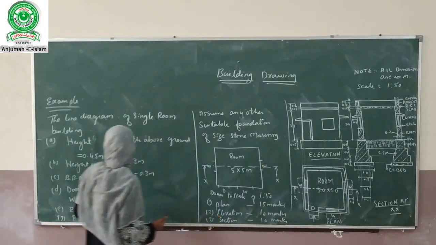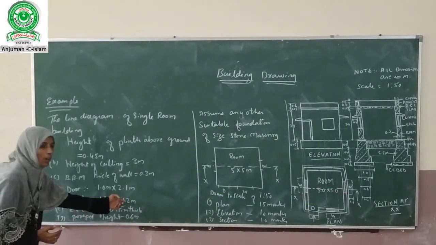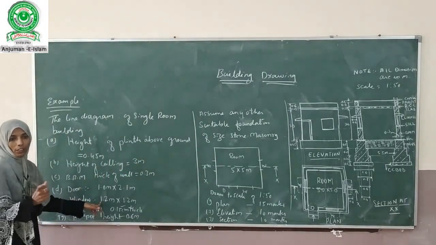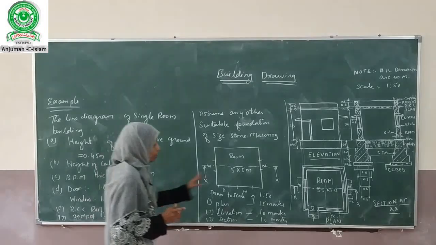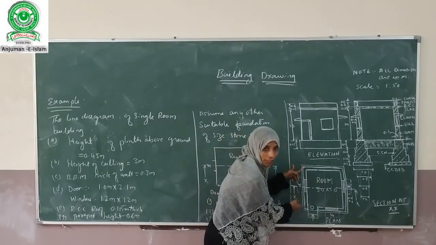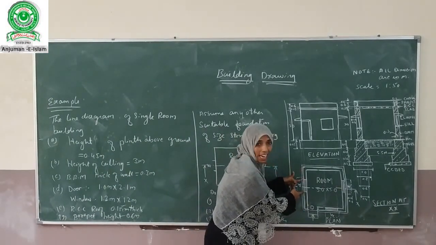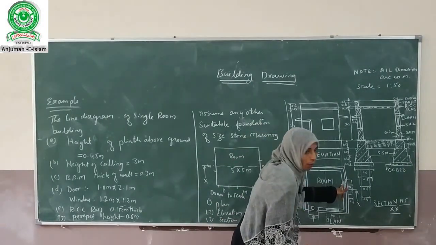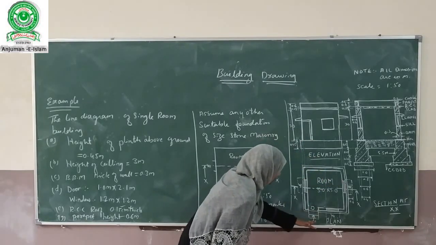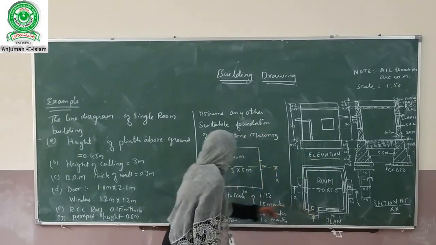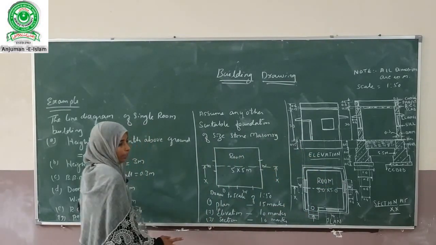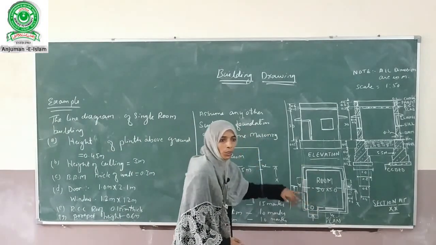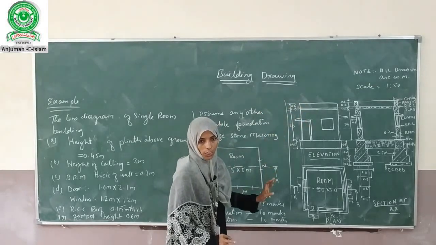The size of the windows will be 1.2 meter by 1.2 meter. So in plan, we have to show the width of the window, that is 1.2 meters. Here we have placed it at the center of this wall, the size of the window will be 1.2 meters. Here also the window will be placed. In front of this room, the door will be placed, of size 1 meter by 2.1 meter. Here only the width will be provided. The height will be shown in the elevation and the cross sections.